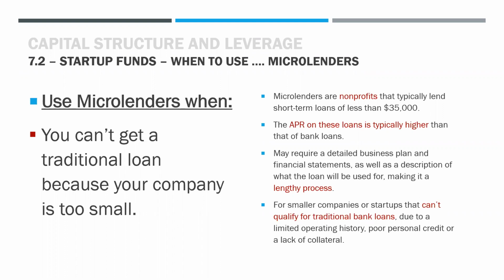If you have a smaller company or a startup that doesn't qualify for a bank loan, or you don't have great credit, then a micro lender can be an option. And again, that can be an option in just getting started. Once you get established, maybe you could go to a bank loan.